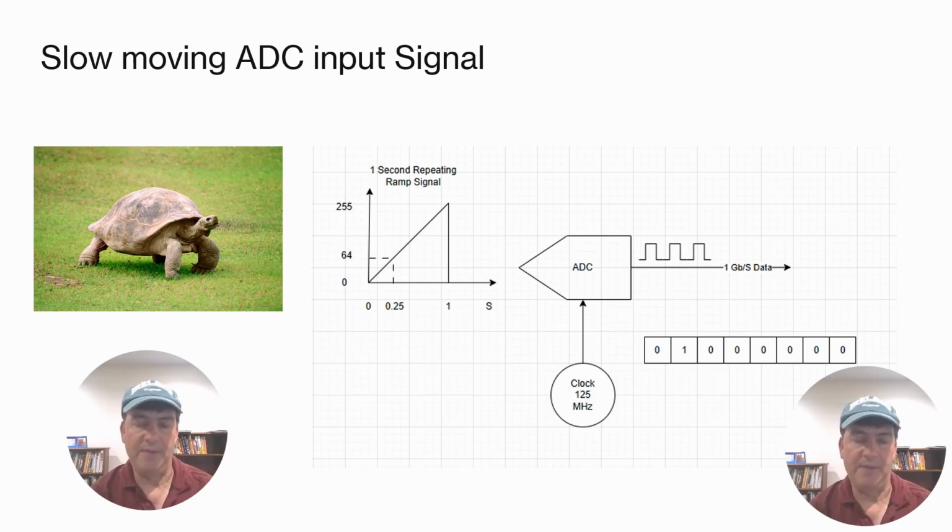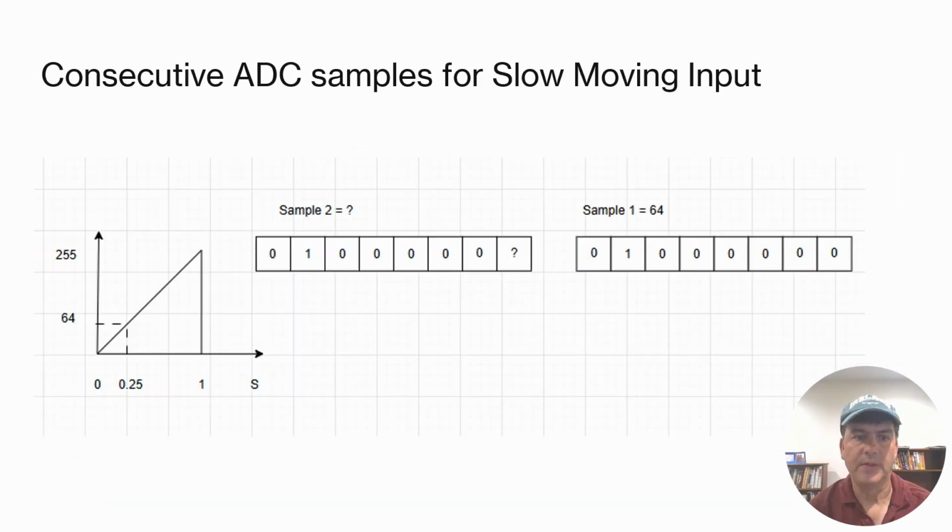Let's see why. A simple example. Consider the case shown in the diagram. Suppose we have a 1-second ramp input to an 8-bit ADC running at 125 MHz. The ramp repeats once per second, extremely slow relative to the 125 MHz sample rate. When the ramp reaches 1/4 of full scale, the ADC outputs 01000000, or 64 in decimal.